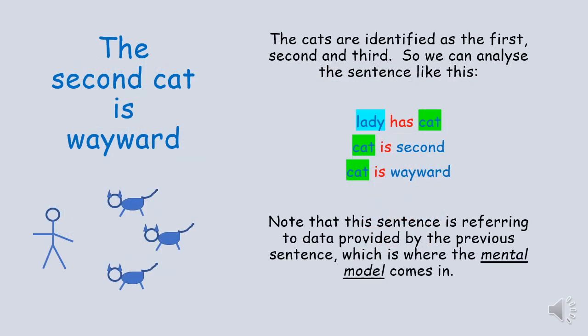Now we can look at a sentence employing an ordinal. In this case, second. The second cat is wayward. The cats are identified as the first, the second and the third. So we can analyse the sentence like this. Lady has cat, cat is second, cat is wayward. Note that this sentence is referring to data provided by the previous sentence, which is where the mental model starts to come in.